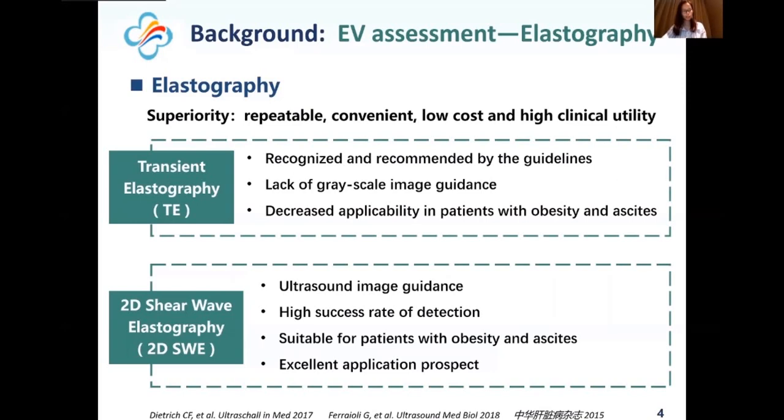TE is an early technology and its value in predicting esophageal varices has been recognized by the guidelines. However, TE has some limitations. For example, TE is not suitable for patients with obesity and ascites. 2D-SWE has appeared only in recent years. With the guidance of ultrasound images, the success rate of 2D-SWE detection is even higher than TE, and it could be used in patients with obesity and ascites.